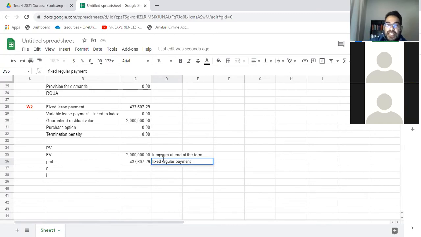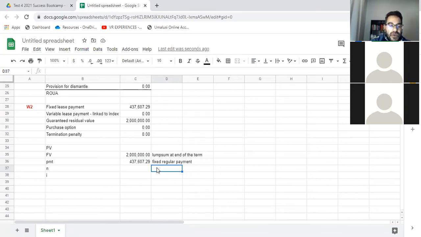The word fixed means it doesn't change. Regular means it's at the same time every year, every time. So every month you're making a payment. It's not in 1 year, then in 6 months' time, and then in 3 months' time. It is every single month, or every single year, or every quarter. So it must be regular, and then it must be fixed. If it changes, then it can't be put as a payment.